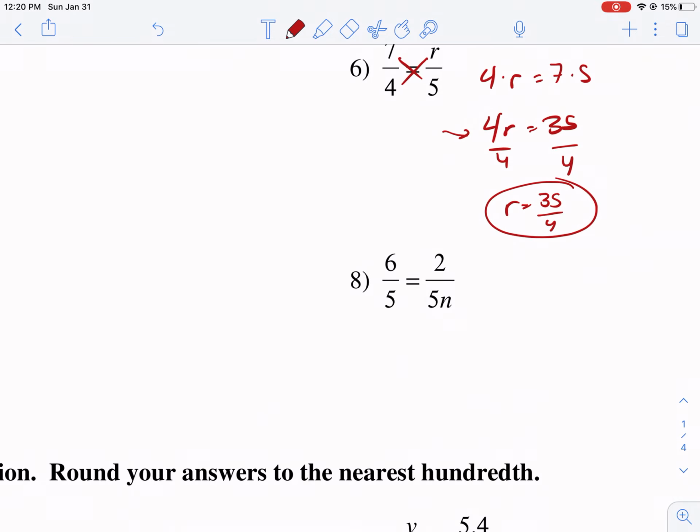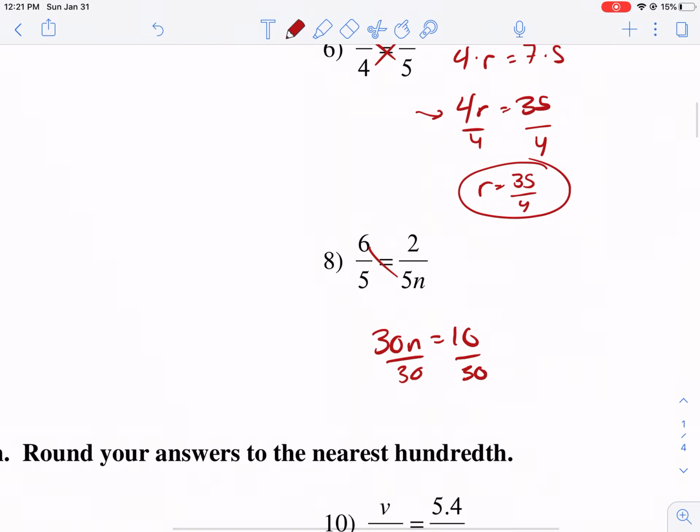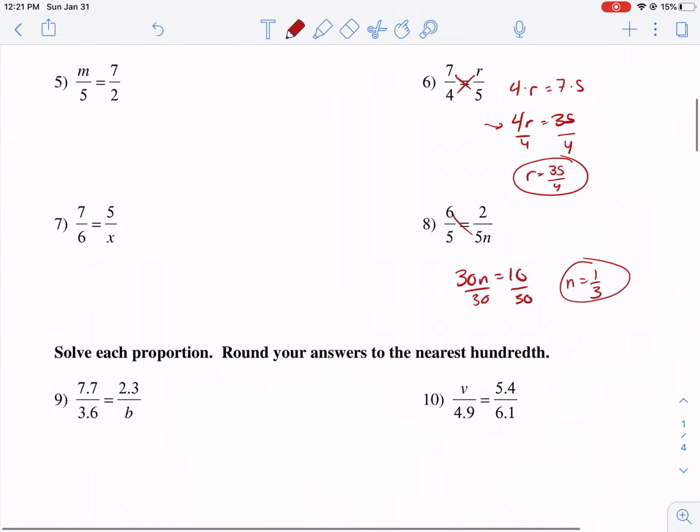You might have some a little bit harder cases like number 8, where you have to do 6 times 5n to get 30n equals 10, and then you divide both sides by 30 to get the n alone, and you get n equals 1 over 3 after you reduce 10 over 30, and that would be our final answer.